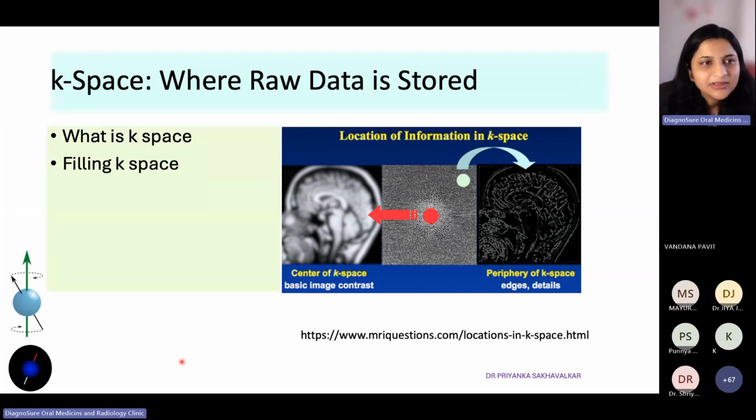During the scan, this K-space is filled with data point by point. So this is how K-space might look, line by line. The center of K-space contains low spatial frequency information determining overall image contrast, while the periphery of K-space has finer details like edges, details, and sharp transitions.